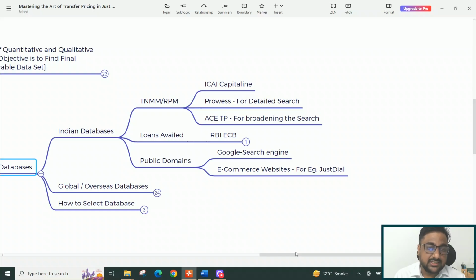As I said, in India very little database is available for benchmarking financial transactions. Also for benchmarking a royalty transaction, Indian companies don't have such a database. So there are no Indian databases available for royalty transactions. So you have to rely on the global database for such transactions, wherein you are required to select the geography as India.